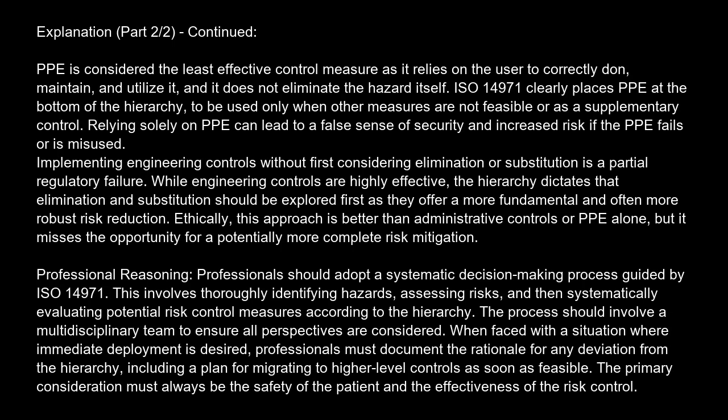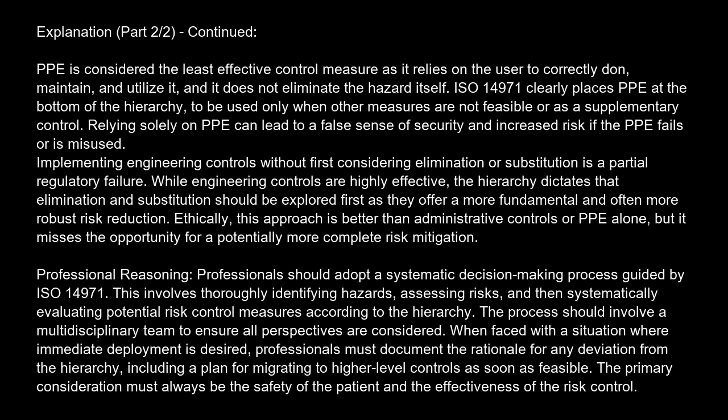PPE is considered the least effective control measure as it relies on the user to correctly don, maintain, and utilize it, and it does not eliminate the hazard itself. ISO 14971 clearly places PPE at the bottom of the hierarchy, to be used only when other measures are not feasible or as a supplementary control. Relying solely on PPE can lead to a false sense of security and increased risk if the PPE fails or is misused. Implementing engineering controls without first considering elimination or substitution is a partial regulatory failure.